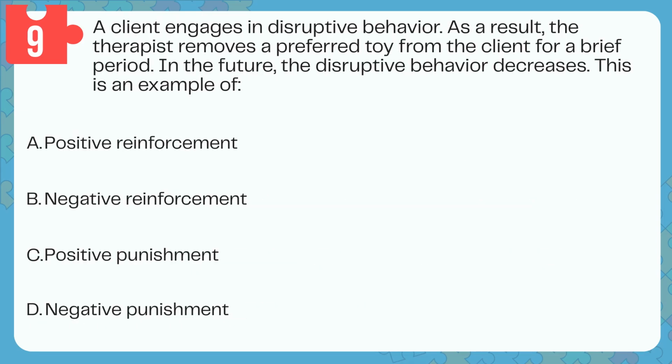Question 9. A client engages in disruptive behavior. As a result, the therapist removes a preferred toy from the client for a brief period. In the future, the disruptive behavior decreases. This is an example of A. Positive reinforcement. B. Negative reinforcement. C. Positive punishment. D. Negative punishment.